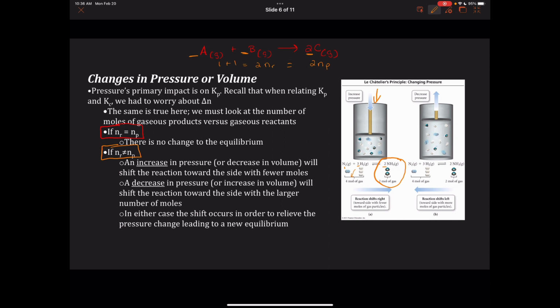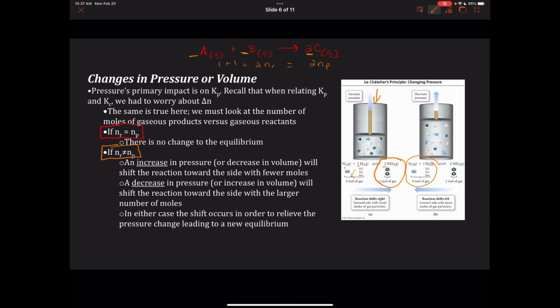At the same time, if we were to increase volume, that decreases our pressure. If we decrease the pressure, we're going to try to bring that pressure back up with more moles. And so this time, the moles are on my reactant side. And so my reaction shifts towards the reactants.